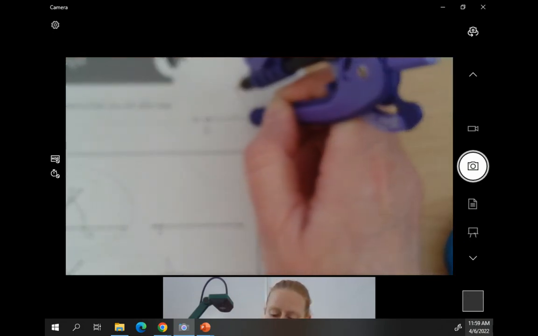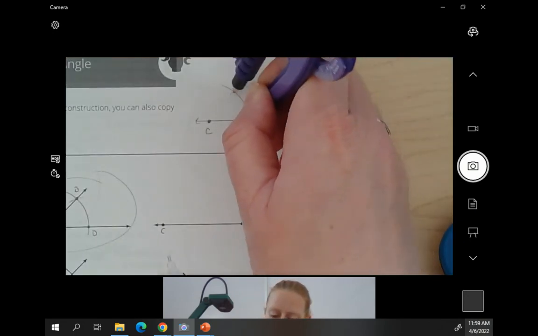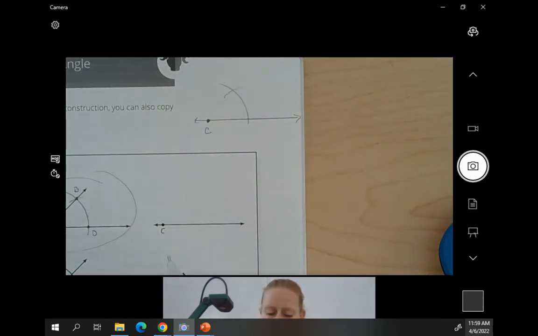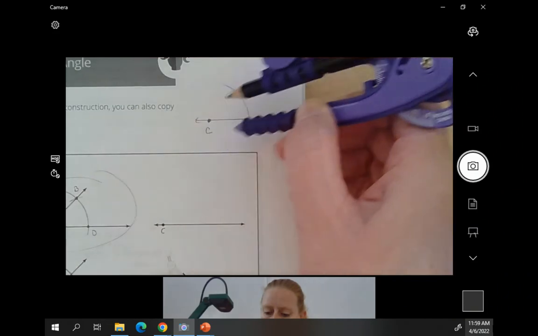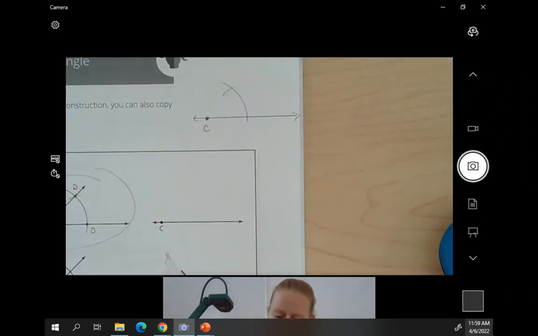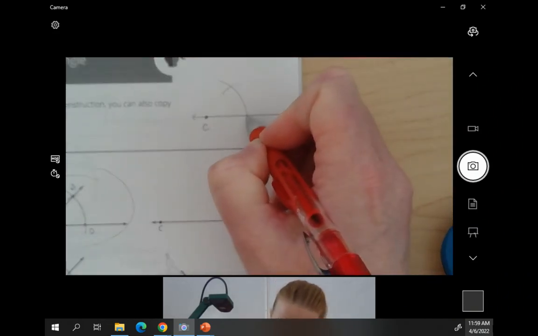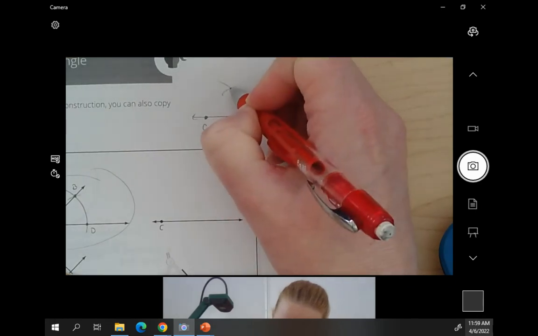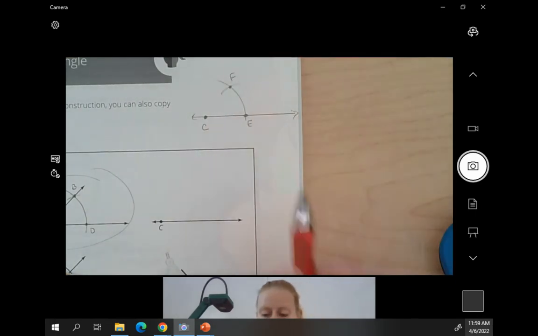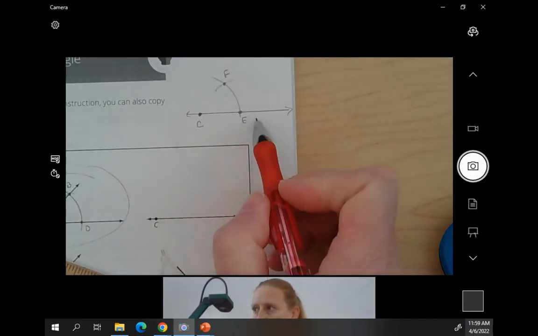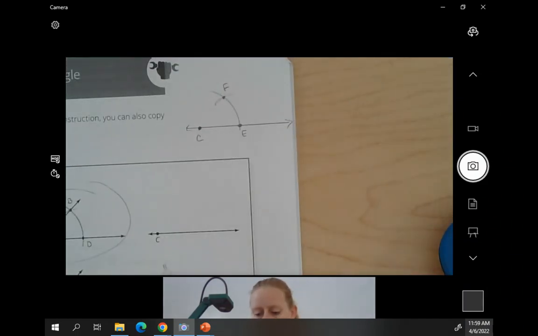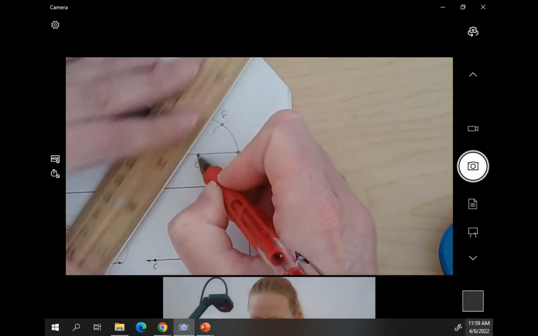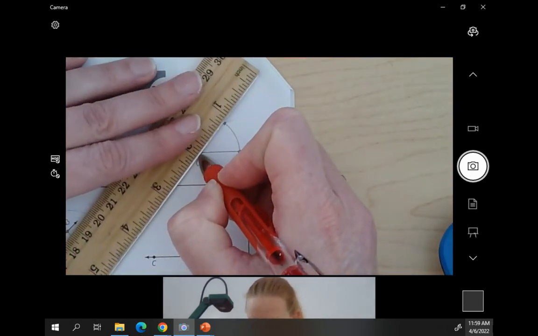I'm going to come over here. I'm going to put it here, pointy guy on that side, and then I'm going to just make a little arc, make a little notch. So I just measured and I did a matching one up here. And again, you can call these whatever you like. I believe the book is calling these E and F. But now I know, here's one side of my angle, and now I know the other side of my angle, I'm going to use my straight edge, should come right through here.